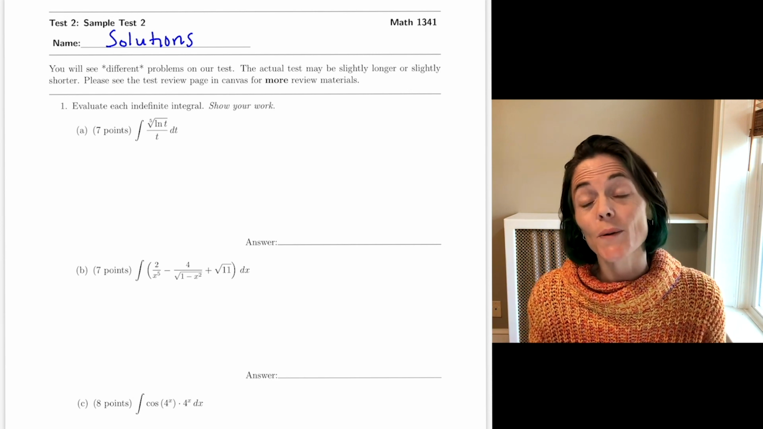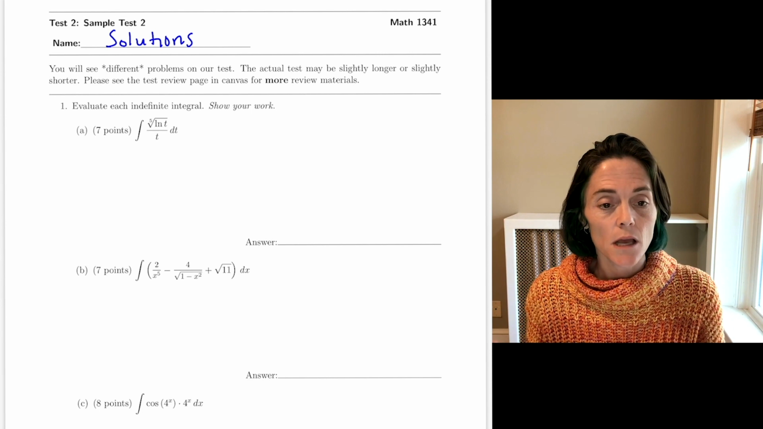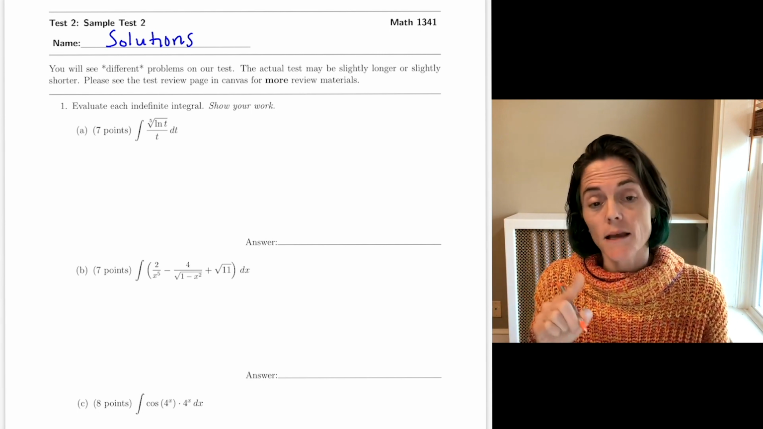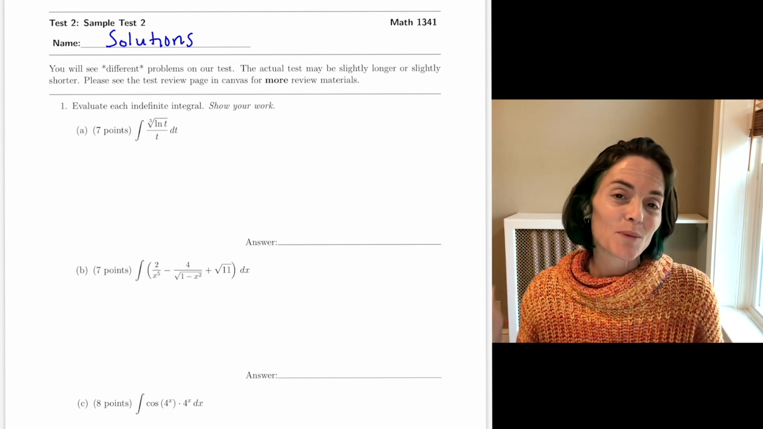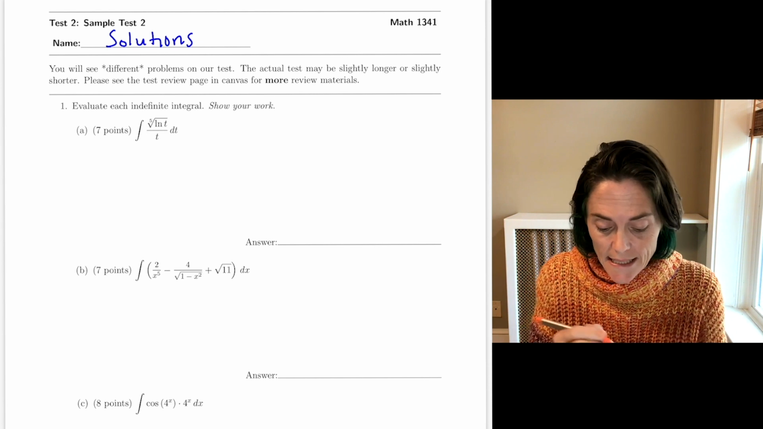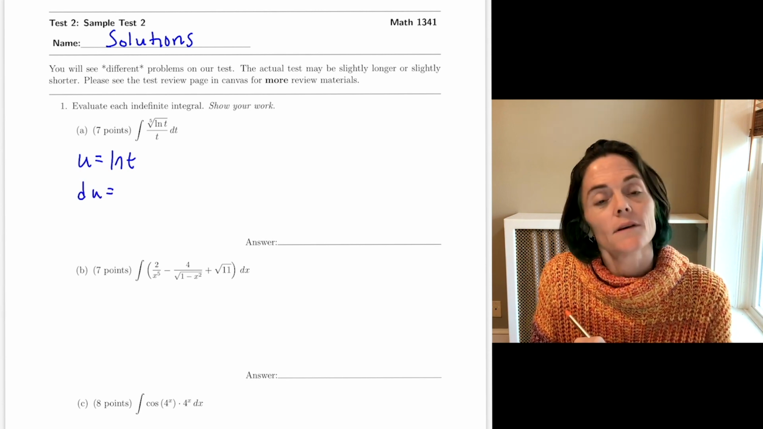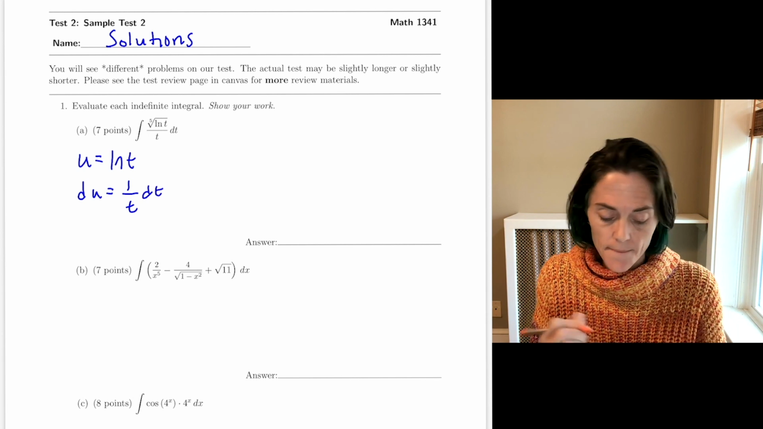Okay, well, this first question, we begin with integration. We have three indefinite integrals. 1a, well, I see an inside function, the natural log. More than that, I have a multiple of its derivative in the integrand. This is substitution, where u is the natural log of t. du, we take the derivative. This is 1 over t dt.